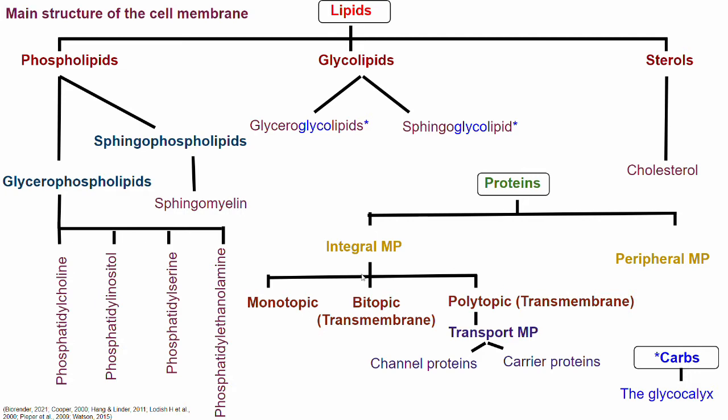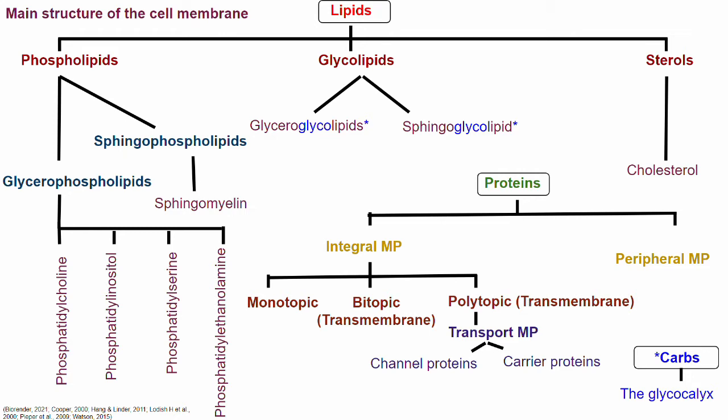We have also bitopic integral membrane proteins. These penetrate the whole cell membrane once. So they penetrate both leaflets, but only once. Now, polytopic integral membrane proteins penetrate the cell membrane more than once. So they could be 3 times, 4 times, 7 times, etc. These two are called transmembrane proteins because they penetrate the entire cell membrane. That's why they're transmembrane.